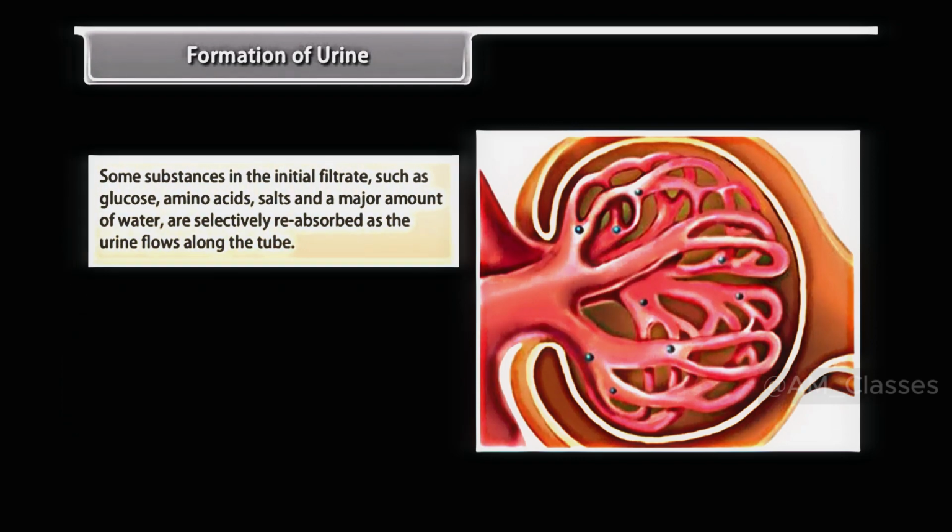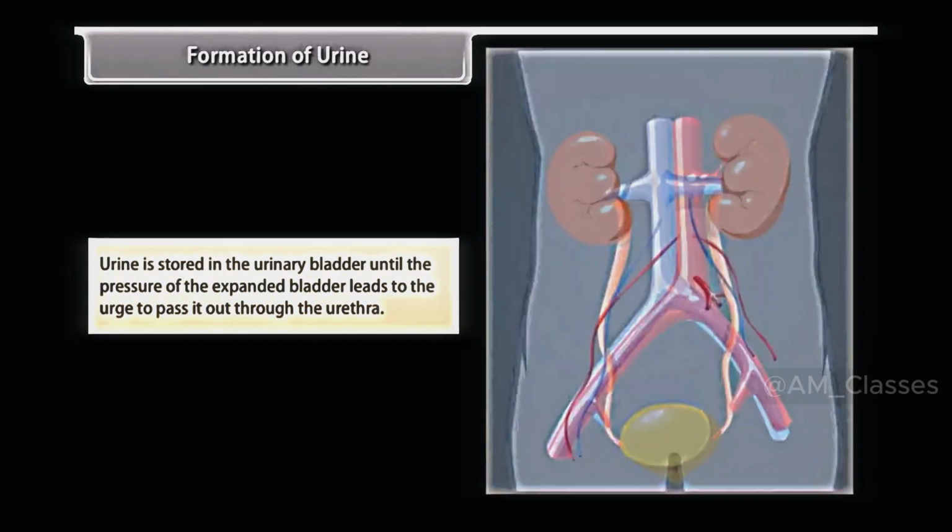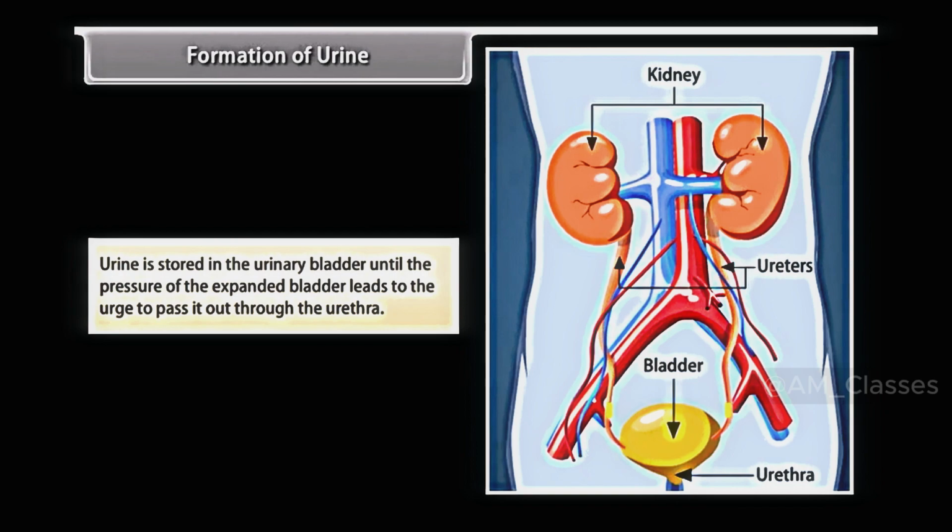Some substances in the initial filtrate, such as glucose, amino acids, salts, and a major amount of water, are selectively reabsorbed as the urine flows along the tube. The amount of water reabsorbed depends on how much excess water there is in the body and on how much dissolved waste there is to be excreted. Urine is stored in the urinary bladder until the pressure of the expanded bladder leads to the urge to pass it out through the urethra.